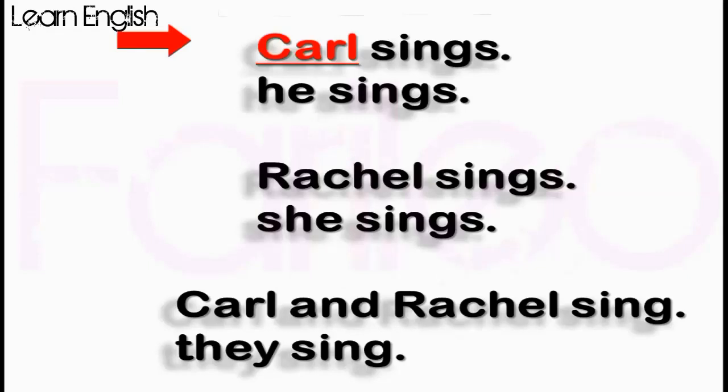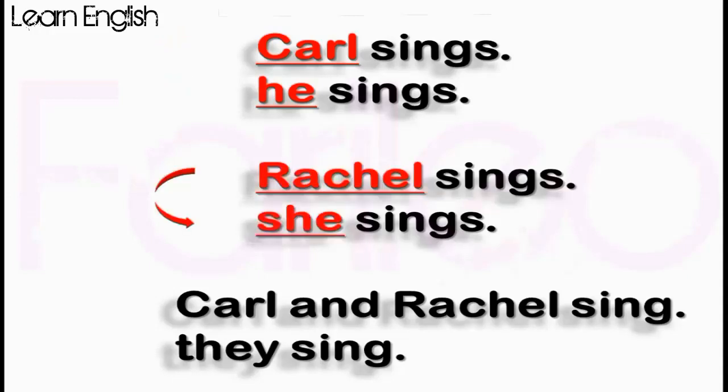Now, to better understand it, we will get down to some examples. Now, we will be using these subjective pronouns in sentences. Carl sings. Now, Carl is the name of a man or a boy, which means he is a male person, so we will be using he sings. The next one that we have is Rachel sings. Now Rachel is the name of a woman or a girl, so we will be using she.